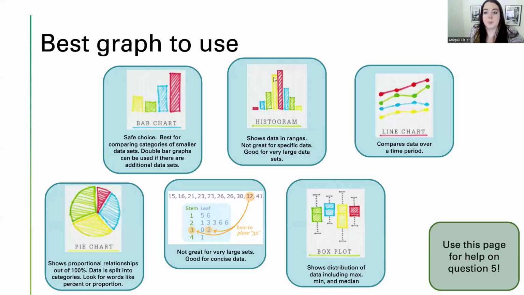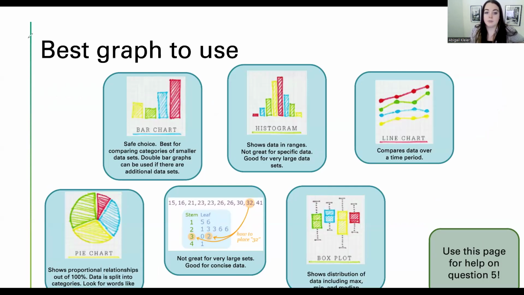Next, we can talk about the best graph to use. So in this unit, we did talk about multiple types of graphical representations of data. So we're going to review a few and some keywords that stick out when talking about any of them. The first one is your bar chart. So the bar chart is a pretty safe choice. It's best for comparing categories of smaller data sets. You can also use a double bar graph if you are comparing more than one set of data.